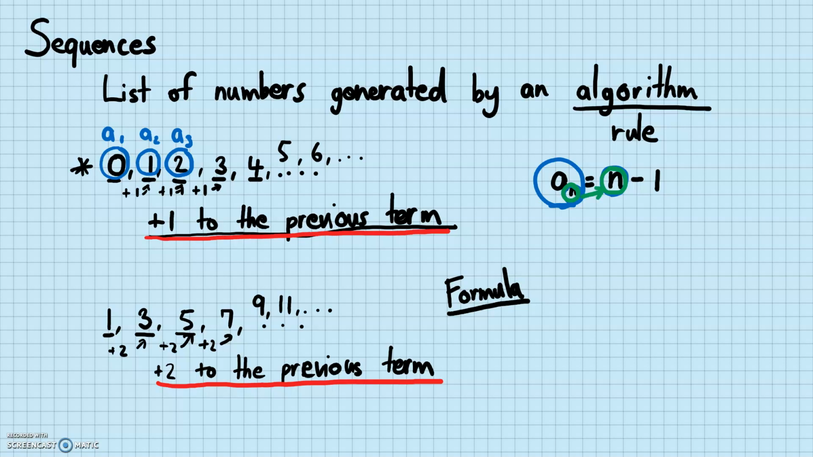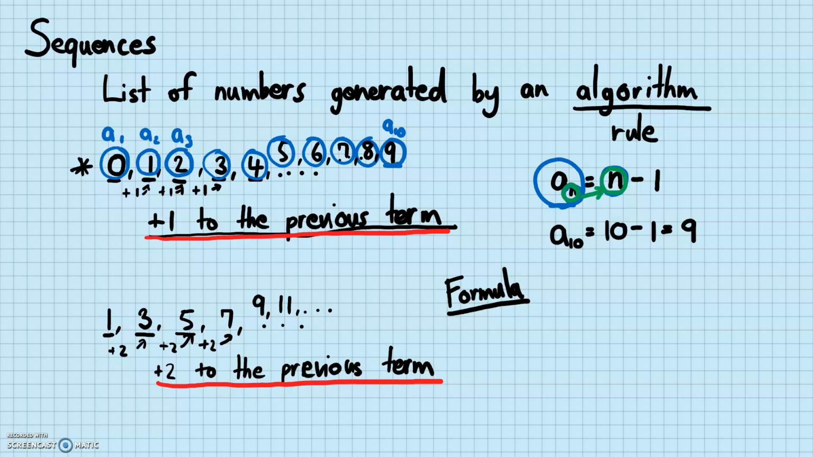So for example, if we want to find what the 10th term of our first sequence would be, the 10th term would be a sub 10. And to get a sub 10, we will have to do 10, which is our n, minus 1. So that would be 9. So if we keep on going, 6, 7, 8, 9, this 9 in fact would be the 10th term. And you can count this to verify this. So this is our first term, second term, third term, 4, 5, 6, 7, 8, 9, 10.